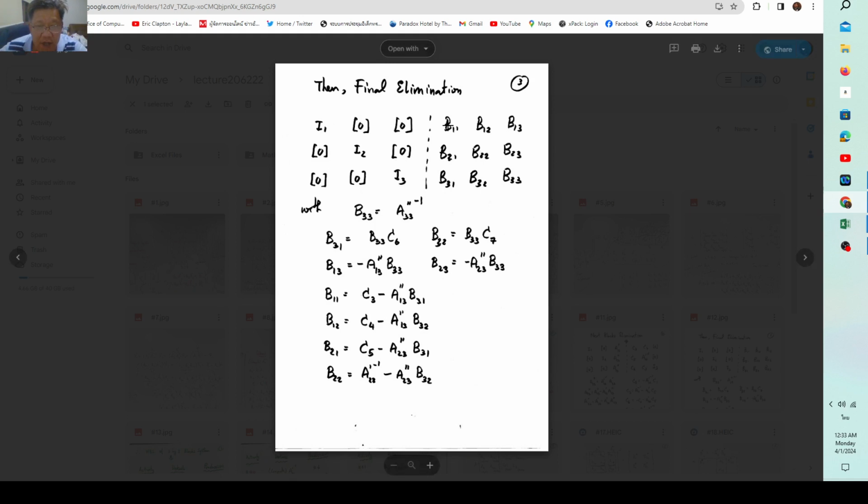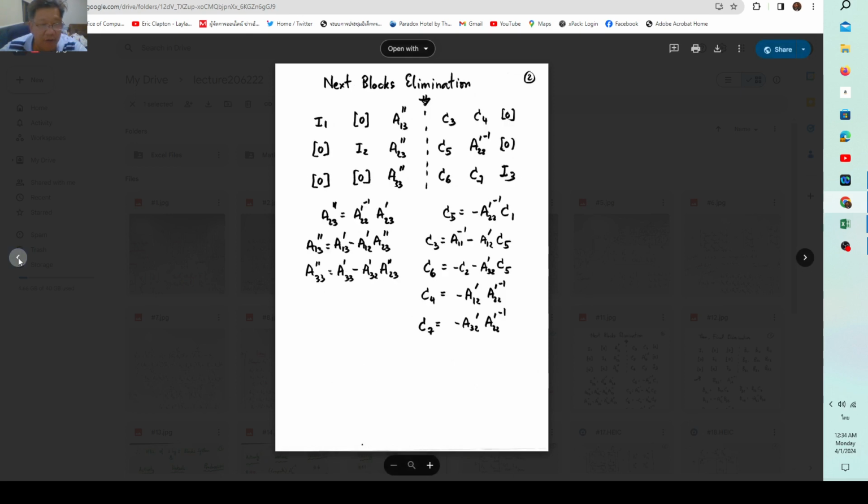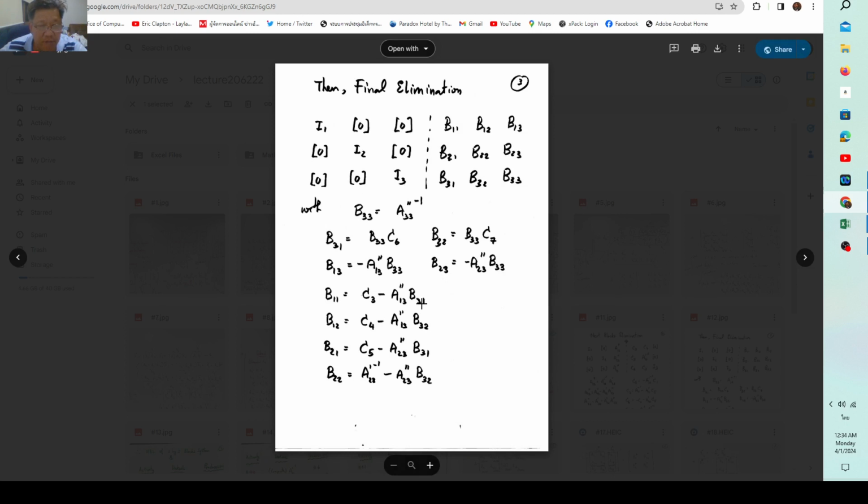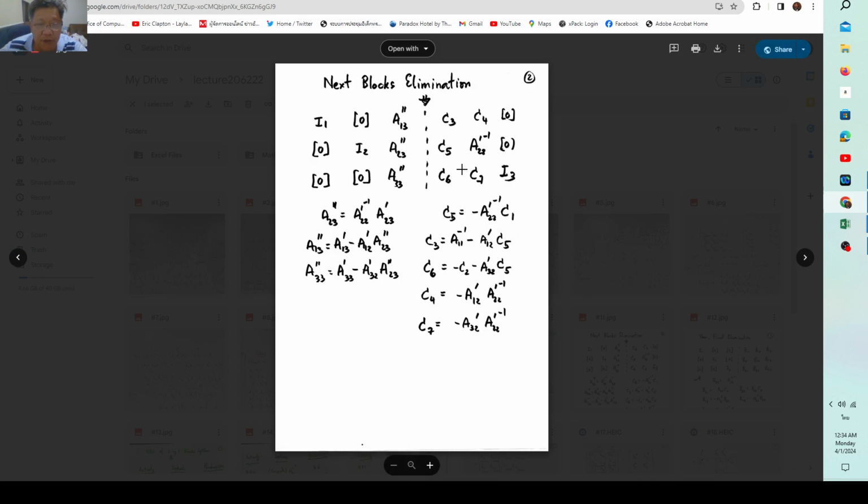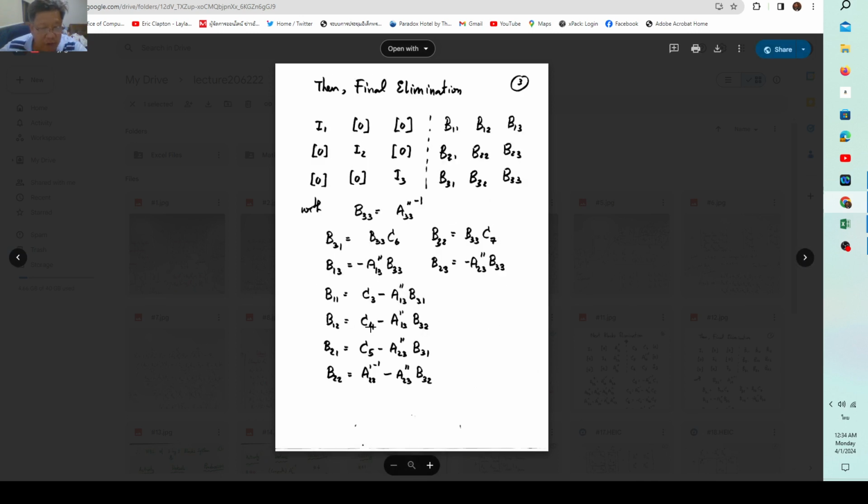B11, over here, since this is the elimination element, the original value is A13 double prime, so you get A13 double prime times, over here, this pivot row now becomes A13 double prime times B31, right, this one, and then minus the original value here. The original value here is C sub 3. So this one becomes C sub 3 minus that. B12 becomes, right, the original value is C sub 4. So B12 is the original C sub 4.